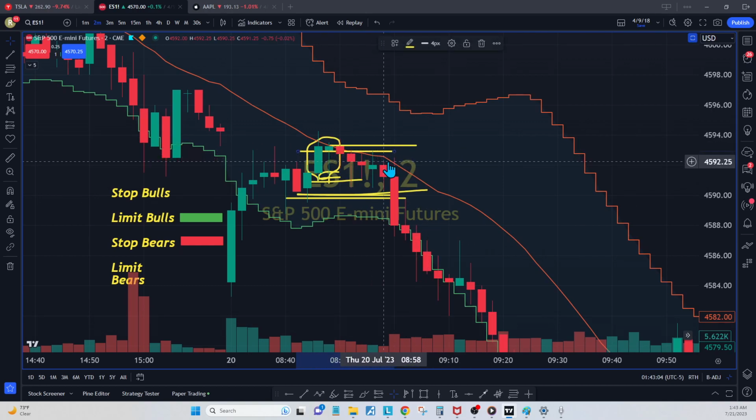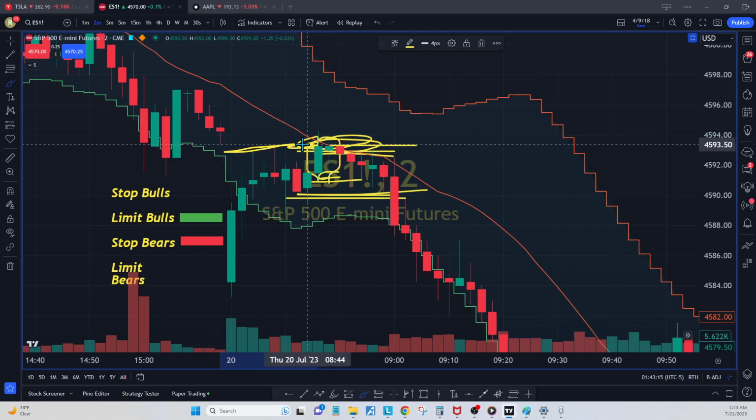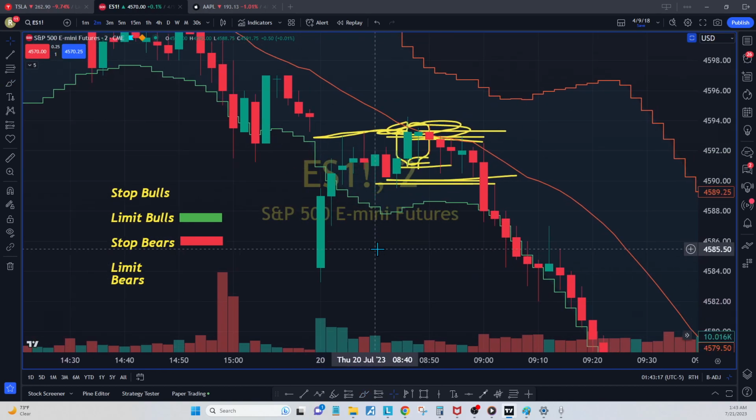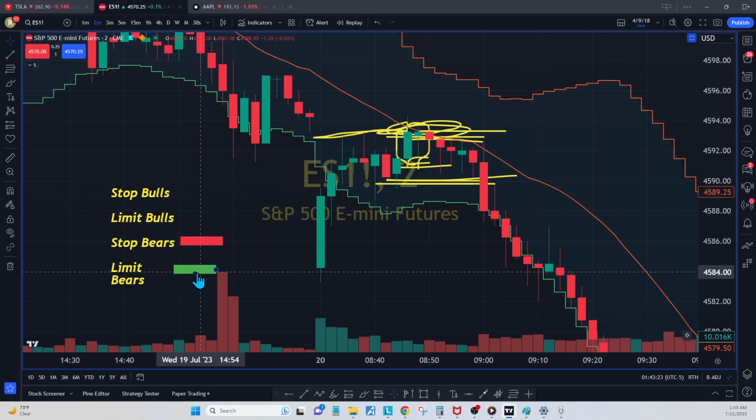This bar sold that top. This big red bar here sold pretty much the local top of all of these bars here. This one sold the top of these bars. So you start to see that limit bears are starting to make money. So we take the green to the limit bears.